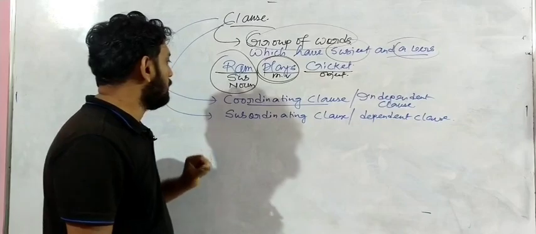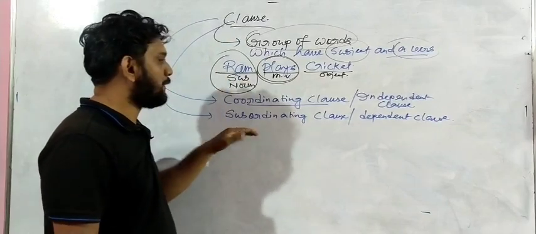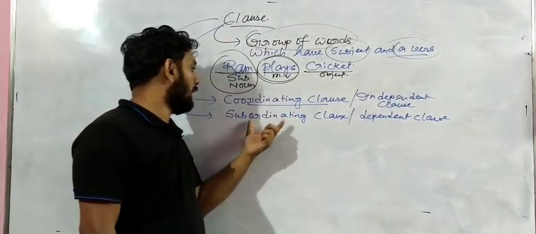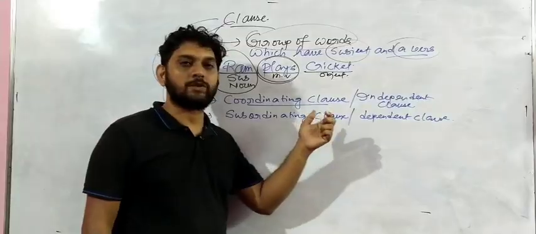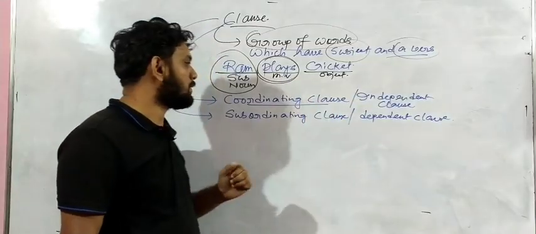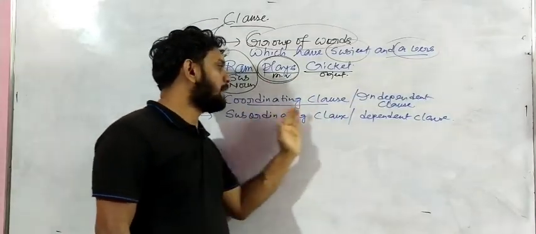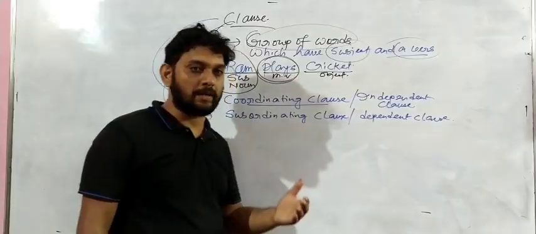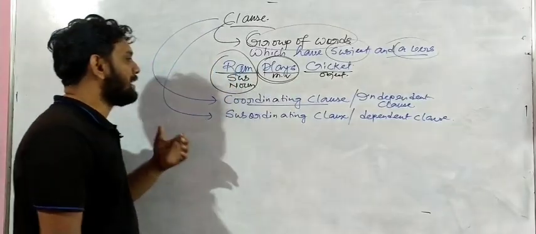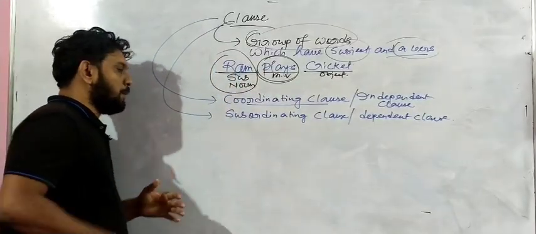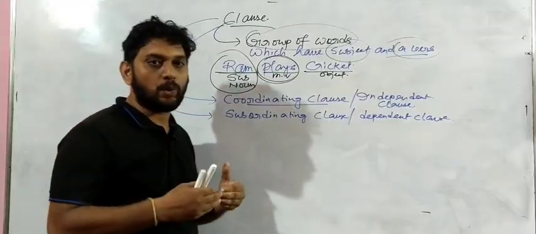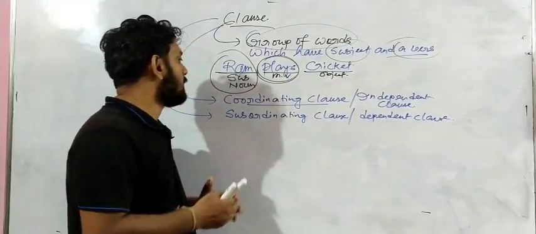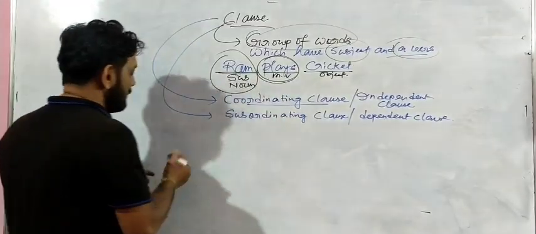Okay. Now what I said, clause has been defined in two parts. One is coordinating clause, which is also known as independent clause. Second one is subordinating clause, which is known as dependent clause. Now what does coordinating clause? Before understanding about the coordinating clause, we need to understand about the coordinating conjunction.